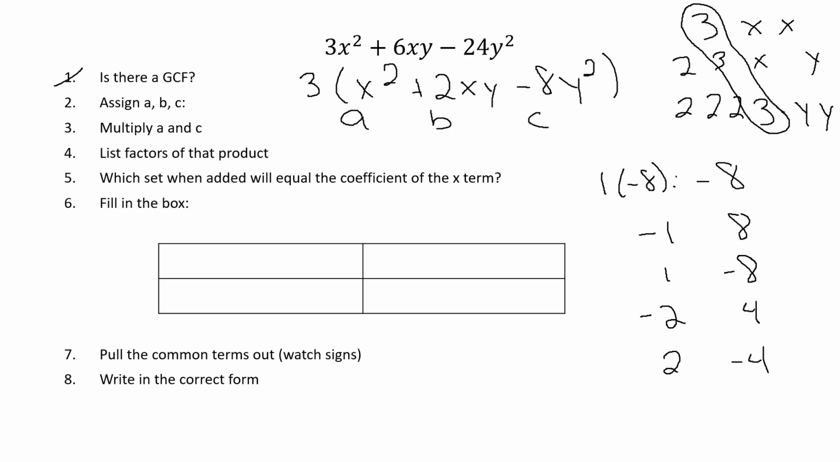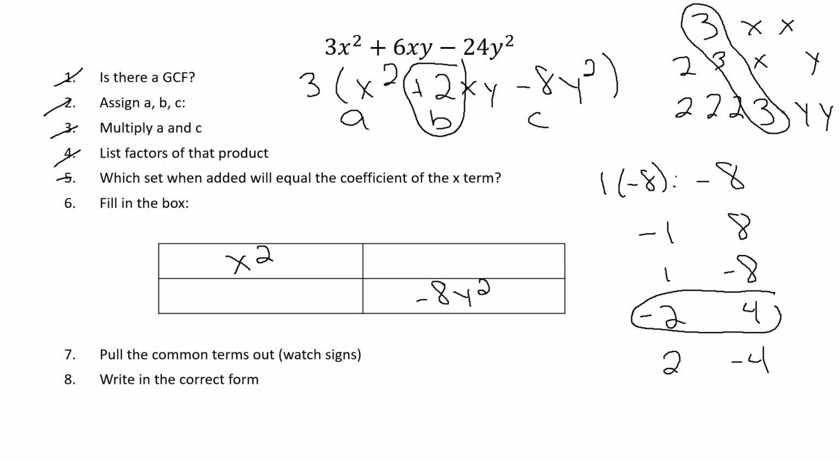So greatest common factor, assign ABC, multiply AC, list factors. So which one of these sets when added together is going to give me my B term? And it's going to be 4 minus 2. Now let's fill in our box. First term, last term, and then -2xy, 4xy. Now let's factor up, and we're going to pull out the negative because it's first.